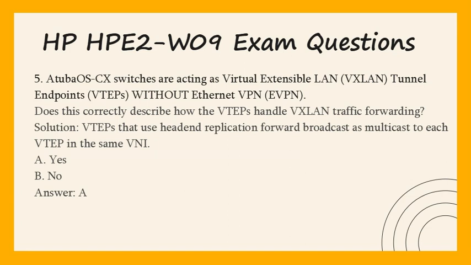5. Aruba CX switches are acting as virtual extensible LAN, VXLAN, tunnel endpoints, VTEPs, without Ethernet VPN, EVPN. Does this correctly describe how the VTEPs handle VXLAN traffic forwarding? Solution. VTEPs that use head-end replication forward broadcast as multicast to each VTEP in the same VNI. A. Yes. B. No. Answer. A.